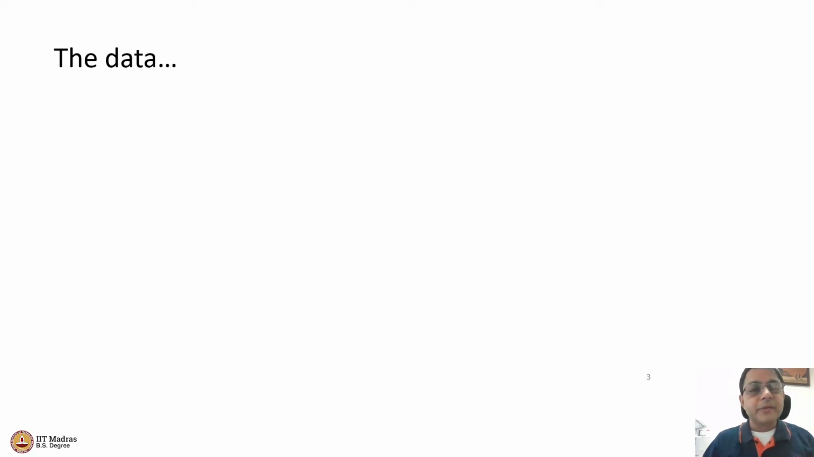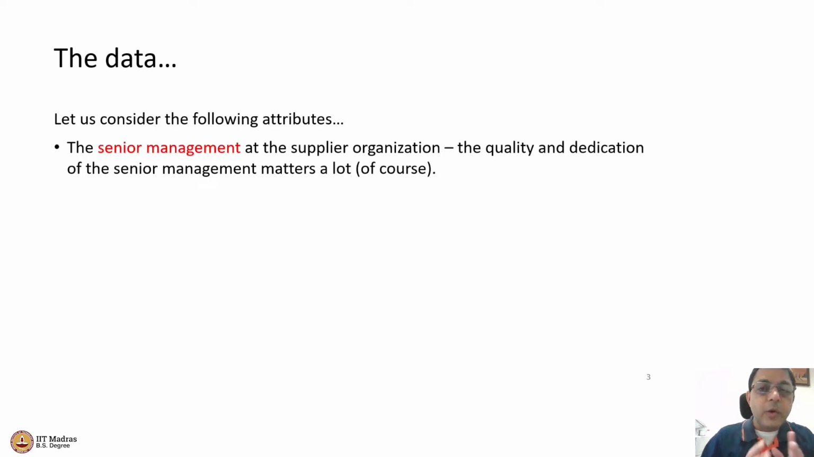But the other data which may also play a very important role is listed here. So let us consider the following attributes, right? The quality of the senior management in the supplier organization is very important. If the senior management in the supplier organization is serious about quality, has the dedication to make sure that the products delivered to the organization are of good quality, then the supplier is obviously a good supplier, right? But the quality of the senior management at the supplier is not directly quantifiable. How do you put a number to quality of the senior management? Corporate governance, for example. How do you put a number to corporate governance?